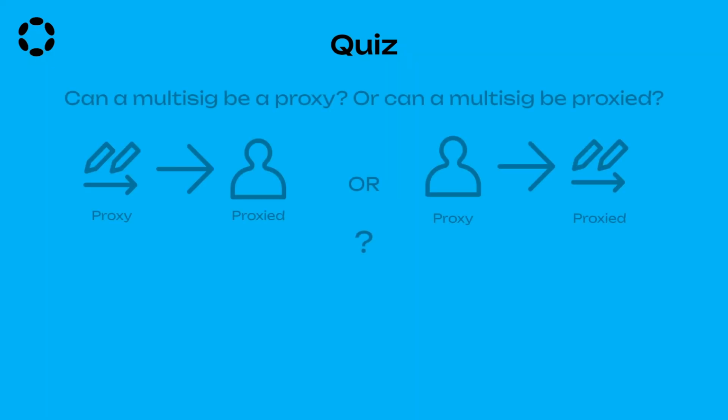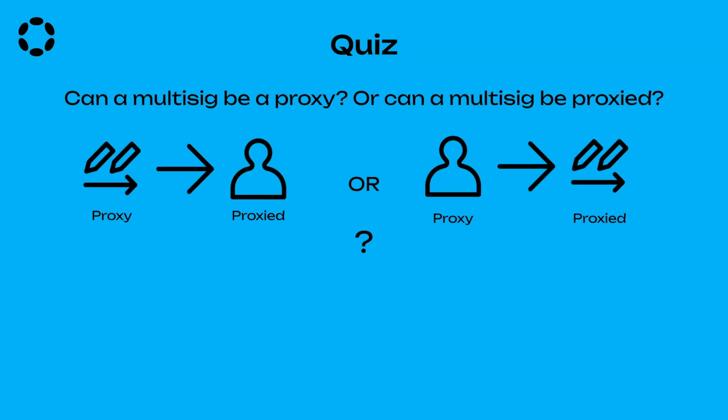Question: can a multisig be a proxy, or can a multisig be proxied? Answer: yes, to both. If a multisig is a proxy, then that multisig has permission to submit transactions on behalf of another account. If a multisig is proxied, then some account has permission to submit transactions on behalf of that multisig. You can imagine some very interesting configurations that can arise from these possibilities.